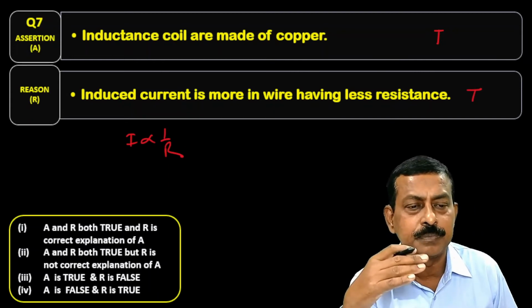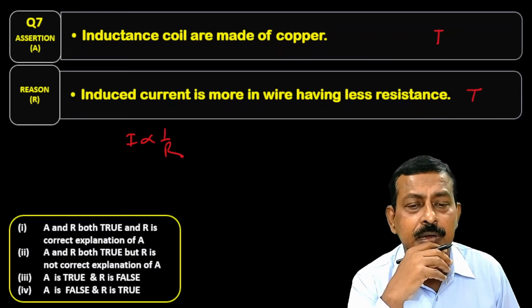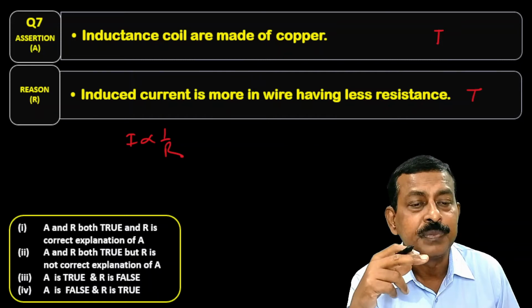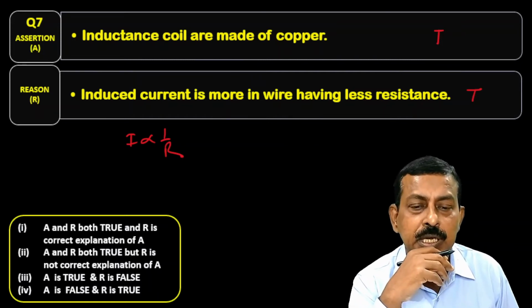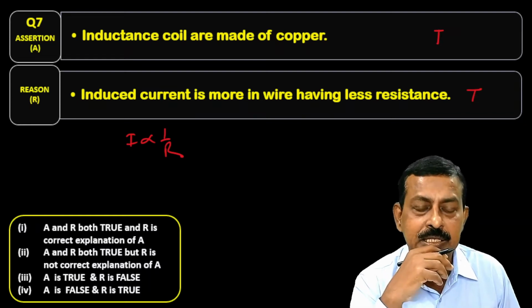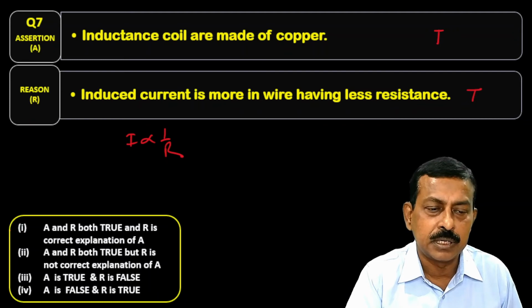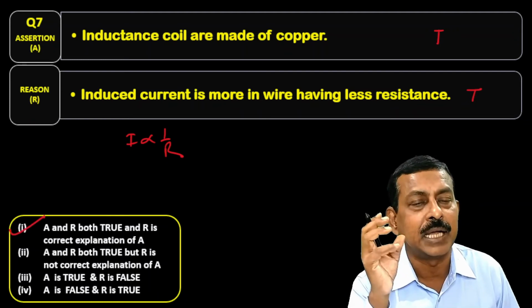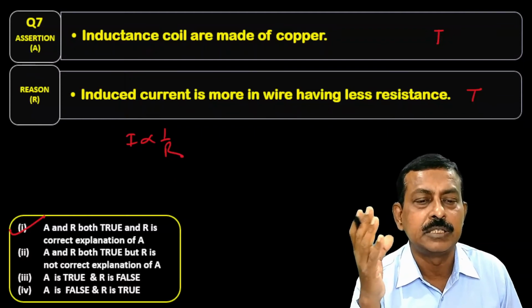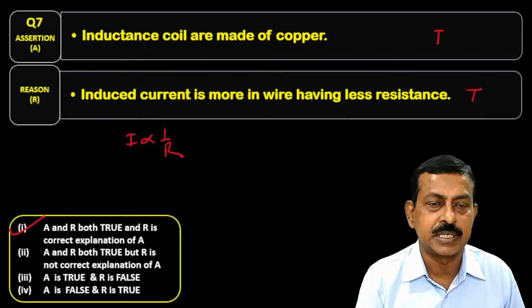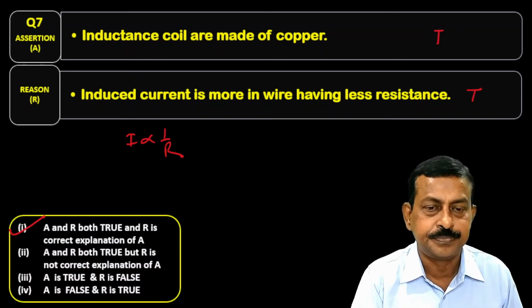And now let's see how the two statements are related. Because both are true, inductance coils are made of copper because induced current is more in wires having less resistance. So this is explaining it correctly, because copper has less resistance and the induced current will be more in this particular case. So obviously this is explaining it correctly. So the first one should be the correct option. Next question.